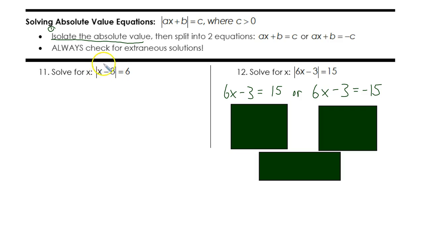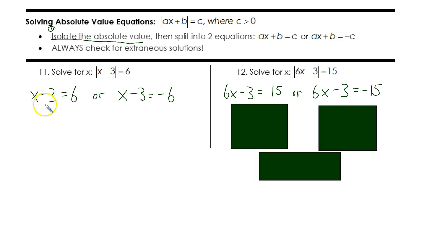Since what is inside the absolute value bars always comes out to be positive, whether or not the inside is positive or negative, we are going to split this equation, for example, in number 11, to be x minus 3 equals positive 6, because whatever x minus 3 is, if it were equal to positive 6, the absolute value of positive 6 is 6. Or we can have x minus 3 equals negative 6, because if it's equal to negative 6, the absolute value of negative 6 is positive 6, and that would also be true. So you're going to end up solving two different equations.